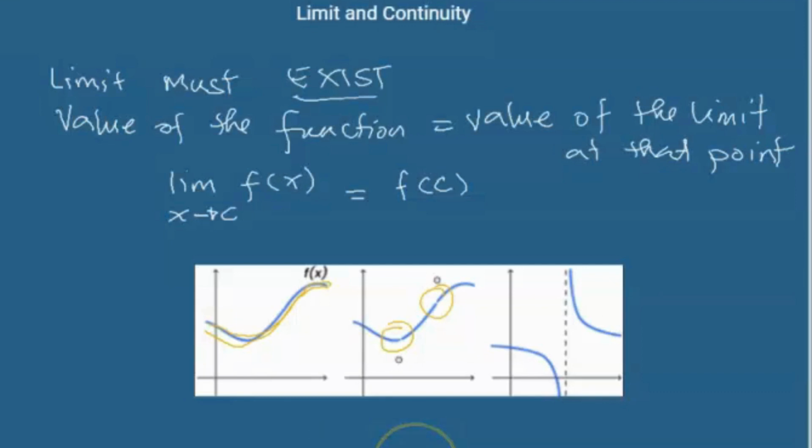Now for the third graph, we have a vertical asymptote, this one. When we have a vertical asymptote, the graph is discontinuous at that value of x. So in this case, it is discontinuous at the vertical asymptote, but at some other values of x, it may be continuous.